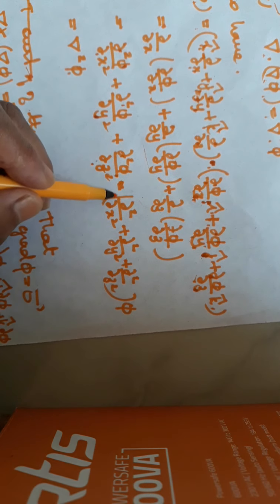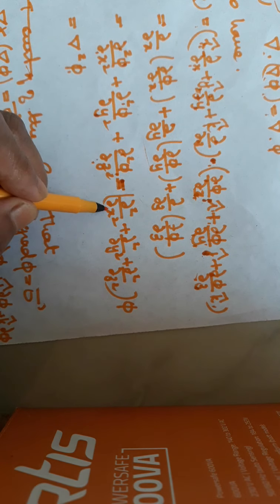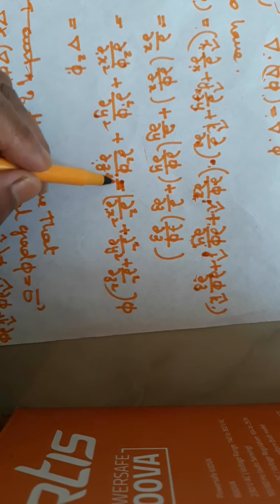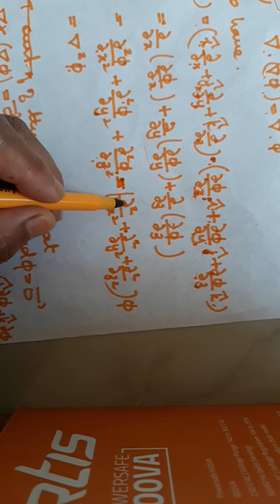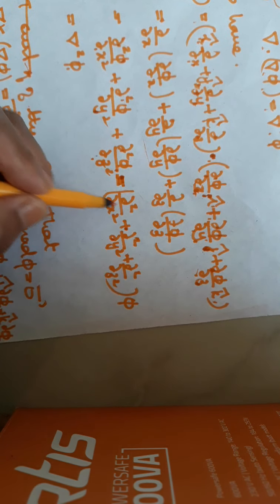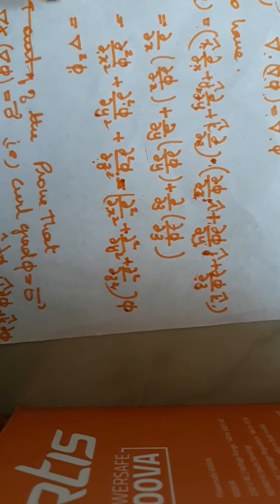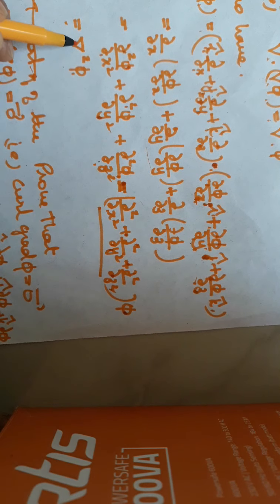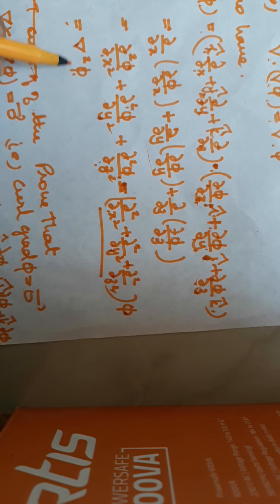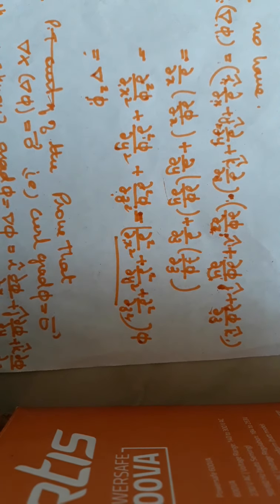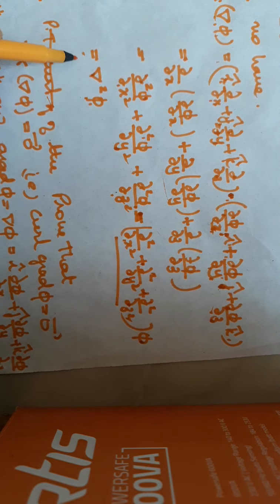Now you can write this as del 2/del x2 plus del 2/del y2 plus del 2/del z2, because they operate on the scalar function phi only. But this is nothing but del square phi, that is the Laplace operator I explained to you just after the definition of irrotational and solenoidal vector. So this completes the proof.